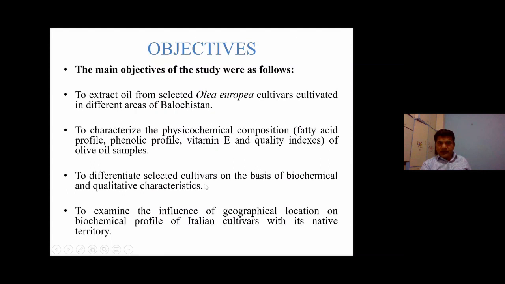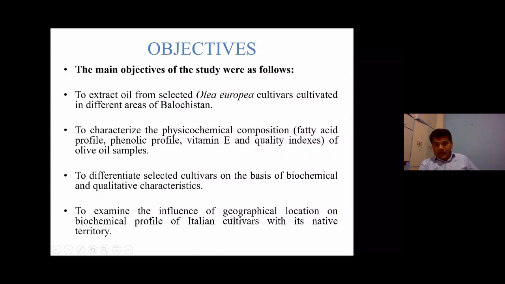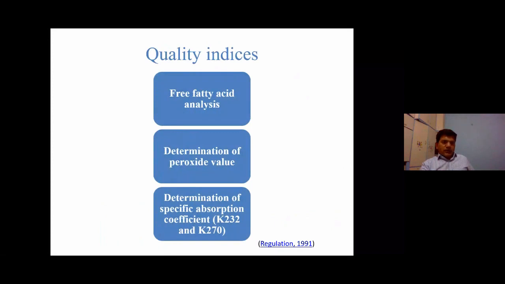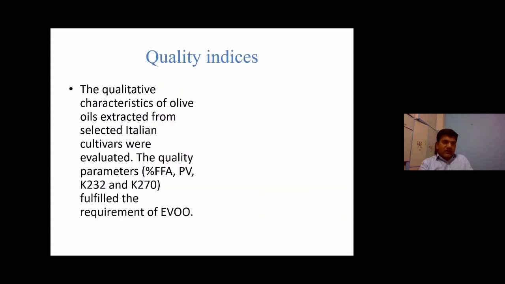The different cultivars were selected on the basis of biochemical and qualitative characteristics, and in order to examine the influence of geographical location. For example, the native cultivars that were brought from Italy and cultivated in Pakistan. We wanted to know the effect of temperature and climate on their biochemical profile. For that purpose we did the analysis of the quality indices, fatty acids, peroxide value, and determination of specific absorption, and the obtained results were analyzed using statistical software. I will jump to the results.